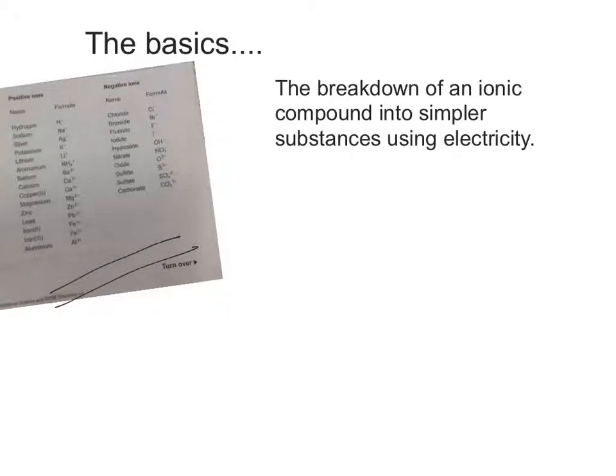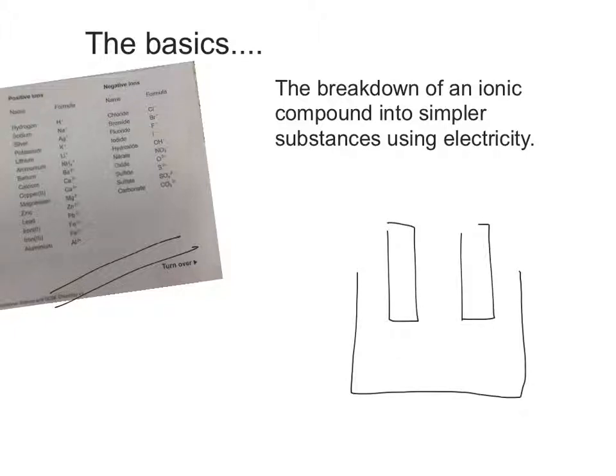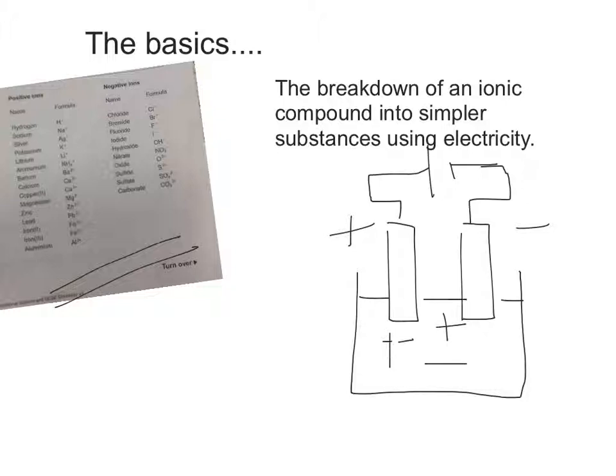Electrolysis involves a cell. The cell is made up of a beaker with two electrodes connected to an external power supply. One of the electrodes will be positive and one of them will be negative. In the beaker there will be an ionic compound which has either been melted or dissolved. The reason why they're melted or dissolved is because the ions need to be able to move in the solution or the liquid in order for them to conduct electricity.